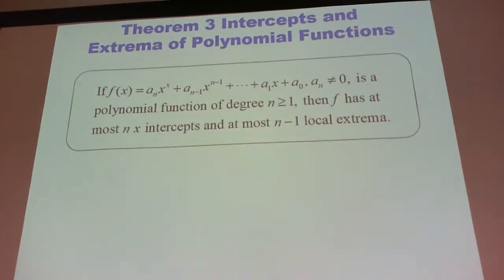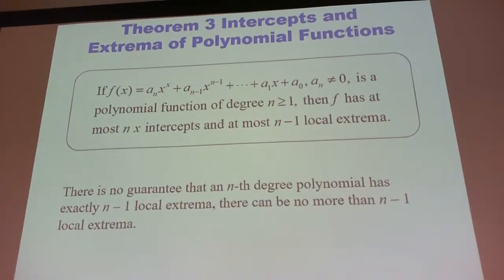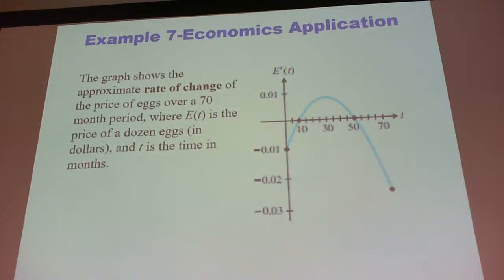Okay? This is just saying that if a function is a polynomial of degree n greater than or equal to 1, then f has at most n x-intercepts and n minus 1 local extrema. There is no guarantee that the nth degree polynomial has exactly n minus 1 local extrema, but there'll be no more than n minus 1 local extrema. We're just going to find it, but that's just one of those nice to knows.